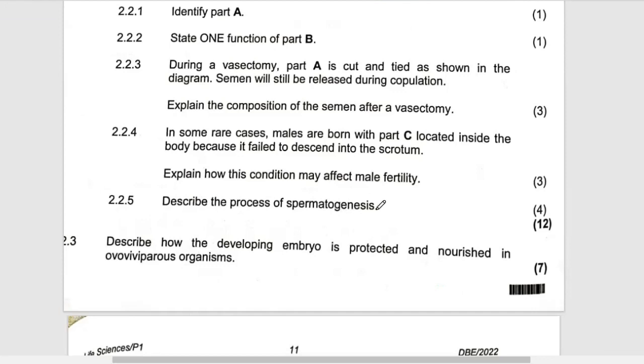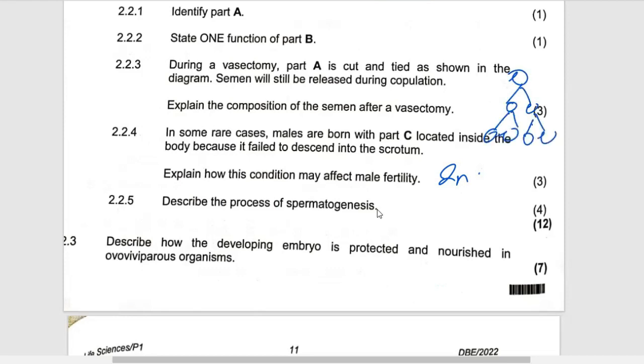So you can say that under the influence of the testosterone, the diploid cell, which is 2N, will undergo what we call meiosis. And this diploid cell is found in the seminiferous tube. So it will undergo meiosis to form the haploid sperm cells. Basically, you have one cell divide into 2, then divide into 4.